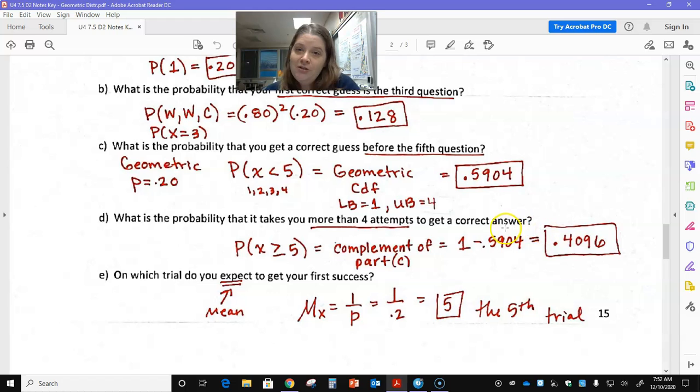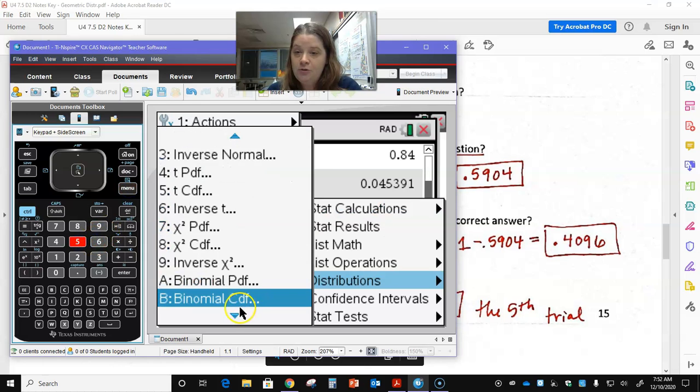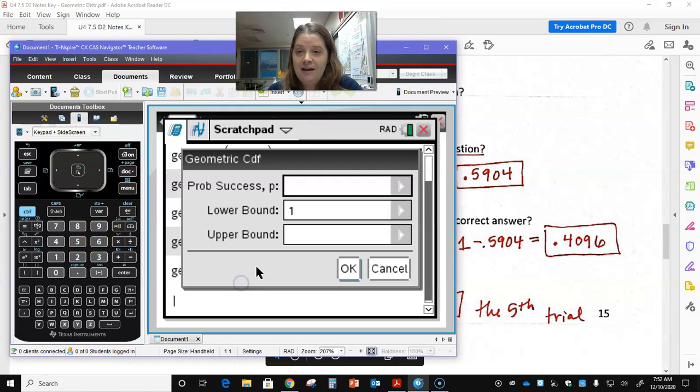Now, if you want to do this in your calculator, think about what this would mean in lower bound and upper bound. Your lower bound would be 5 because that's the first number that's more than 4. And your upper bound would be infinity. So if I want to do this in my calculator, geometric, menu, statistics, distributions, I'm going to find that geometric CDF. My probability of success was 0.2. My lower bound is going to be 5. And my upper bound is going to be infinity.